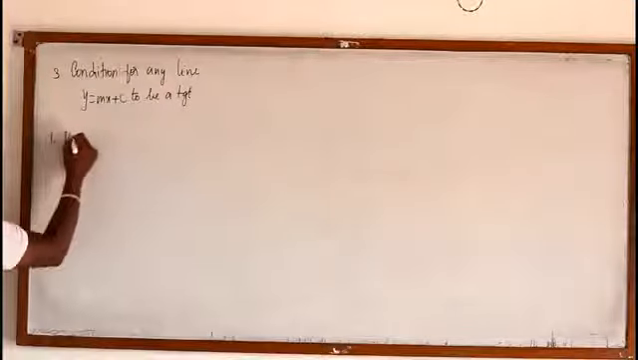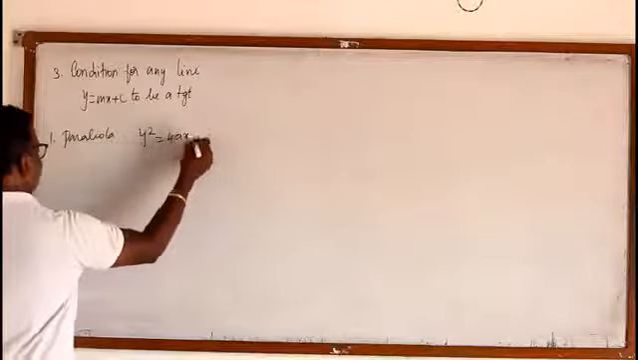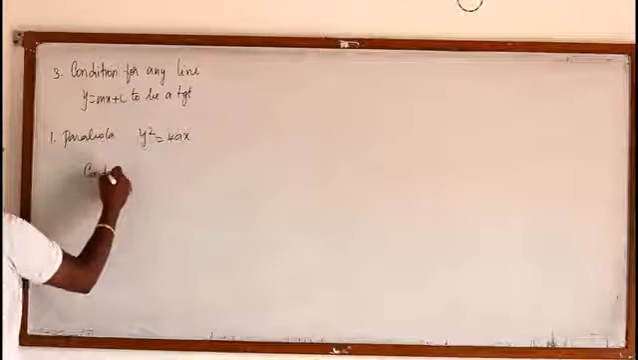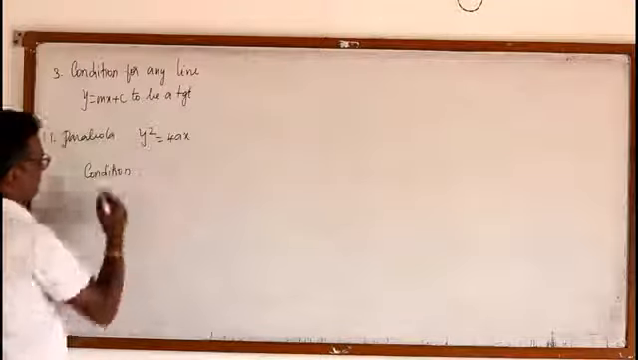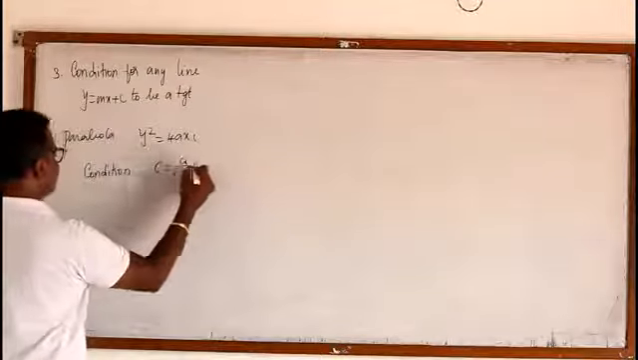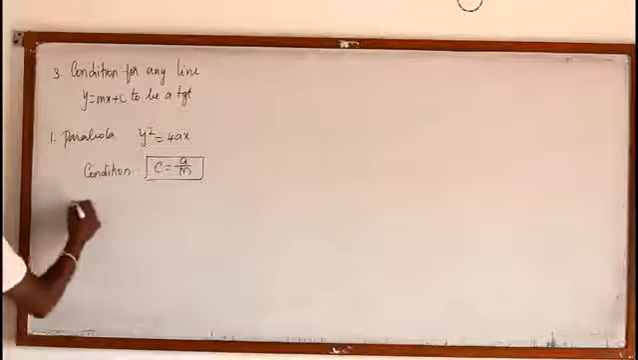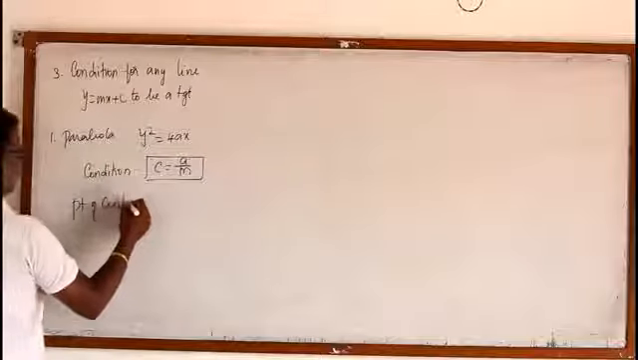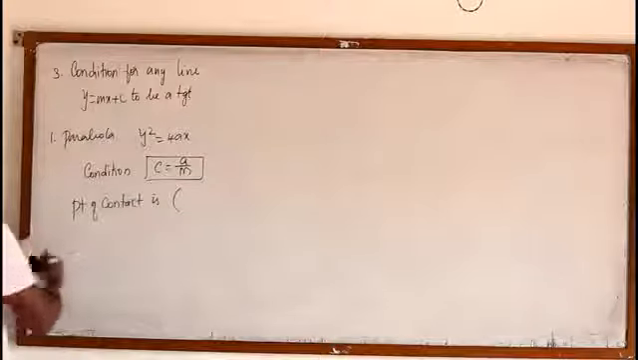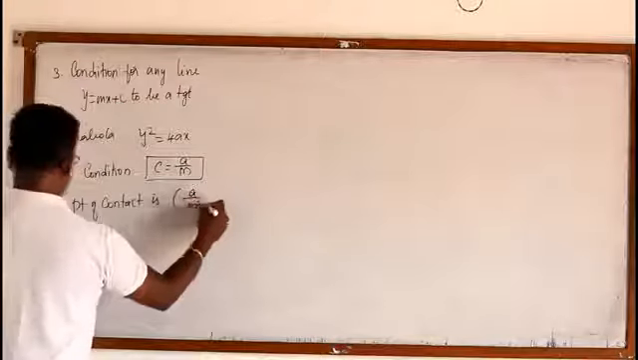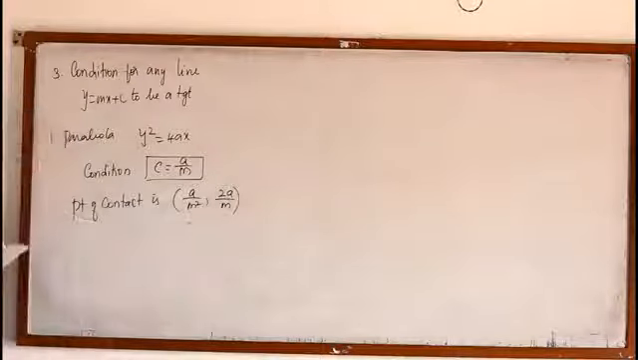For the parabola y square equal to 4ax, the condition is: if the line y equal to mx plus c is to be a tangent to this parabola, then c must satisfy this condition, c equal to a by m. And the point of contact is a by m square comma 2a by m. At this point only, this line will meet the parabola.